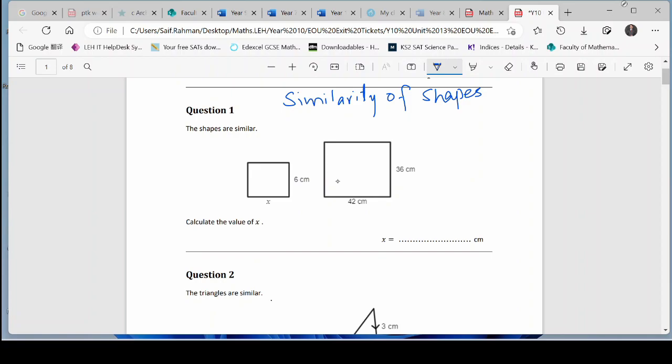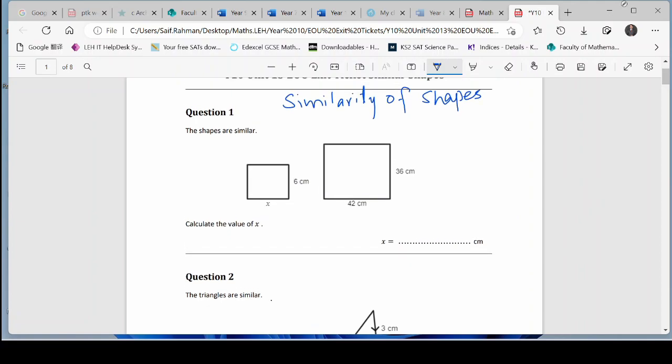So how to solve this type of questions where two shapes are similar and we have got a missing length or missing volume or missing area? We can find with the help of the similarity rules. So the first question is that the shapes are similar, and here x and 6 two lengths are given to us, and here 42 and 36 is given to us.